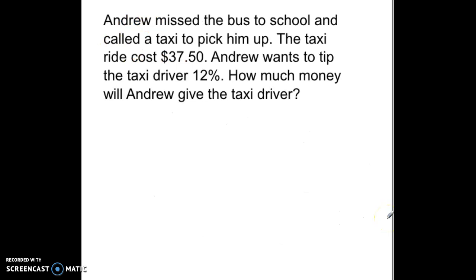All right, so this is the last one. Andrew missed the bus to school and called a taxi to pick him up. The taxi ride was $37.50 and he wants to tip the driver 12%. How much money will Andrew give the taxi driver? So once again, it looks like a total cost kind of problem. So we'll set it up just like we set the other ones up.